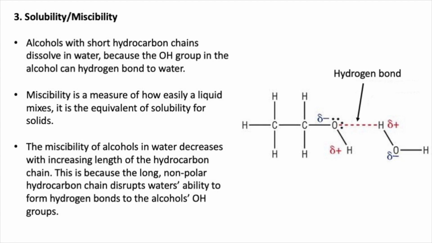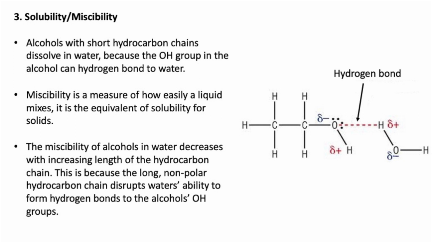The next property we're going to look at is solubility. Alcohols with short hydrocarbon chains dissolve in water because the OH group in the alcohol can hydrogen bond to water. When we're talking about liquids dissolving, we really should use the word miscibility, because miscibility is a measure of how easily a liquid mixes or dissolves in another liquid.